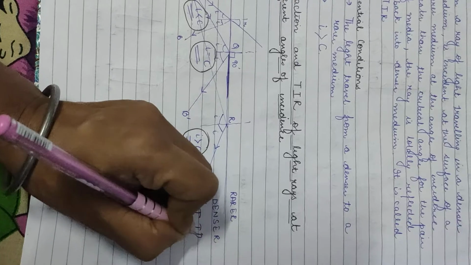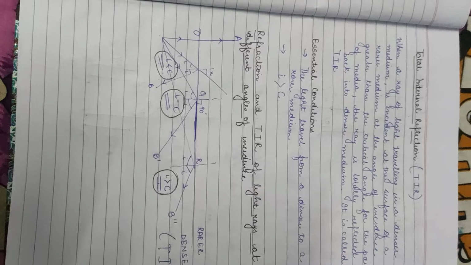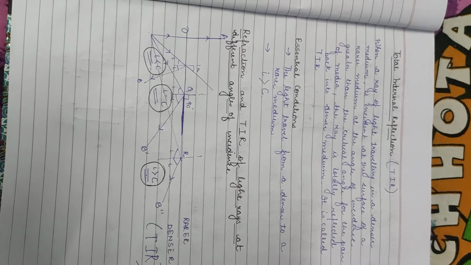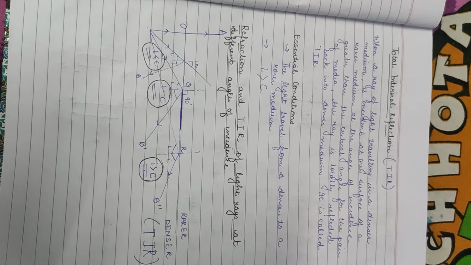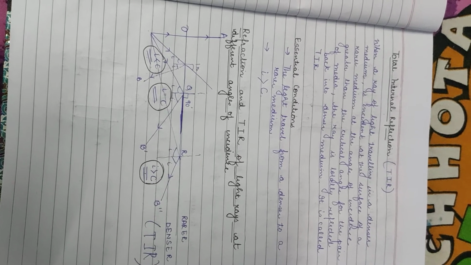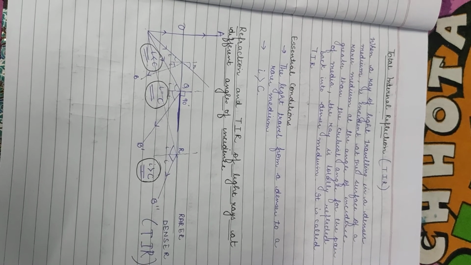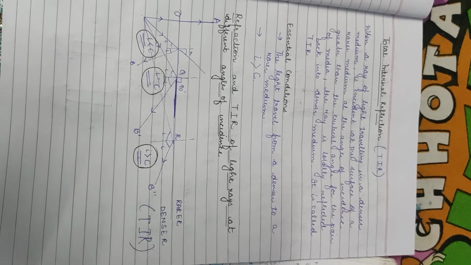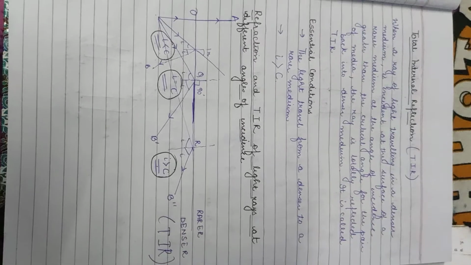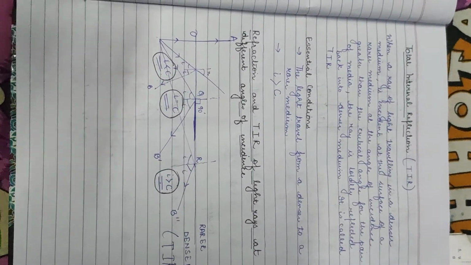Total internal reflection. So when a ray of light traveling in a denser medium is incident at the surface of a rarer medium at an angle of incidence greater than the critical angle for the pair of media, the ray is totally reflected back into the denser medium. No refraction occurs at that time. The ray is totally reflected back into the denser medium. So here what we are getting is total internal reflection.